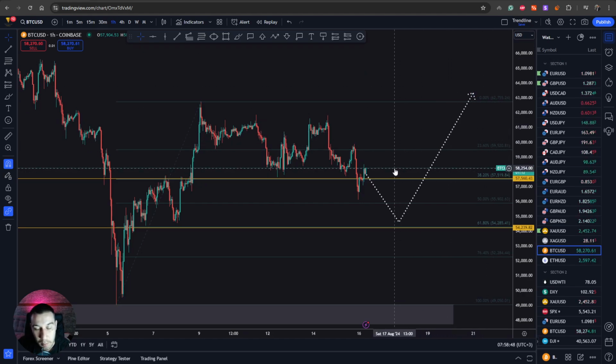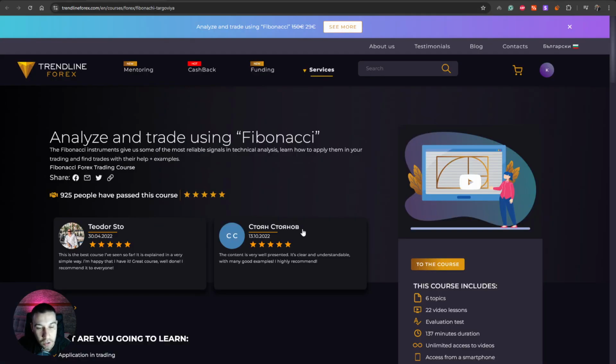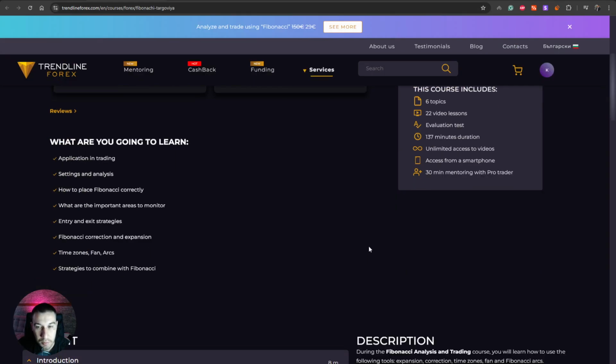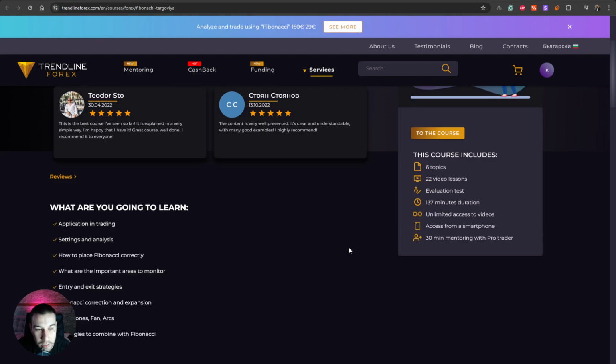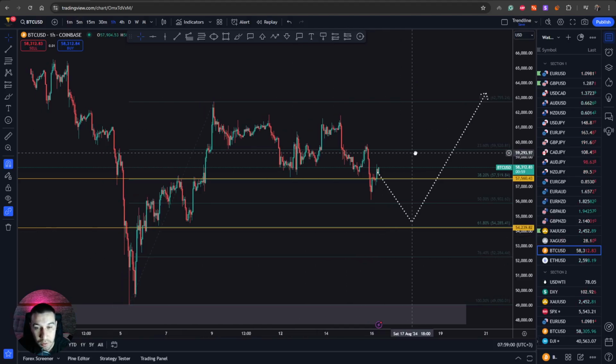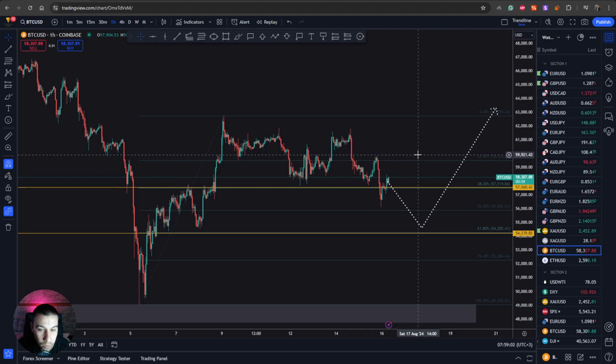So if you like this type of analysis, like I said, there's a lot more information in the course. I'll give you all the key levels, different Fibonacci tools, how to use them, where to use them, and what to use them in combination with. So like I said, very powerful tool. Try and utilize it in your trading. I'm sure you will probably get better results than now.